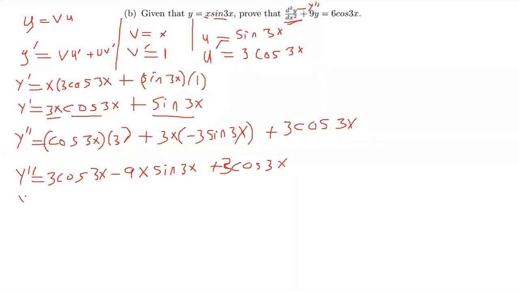Okay, so we can simplify this further. You can see that this one and this one can add. When you add the two, we're going to get 6 cos 3x, and then this will be negative 9x sine 3x.